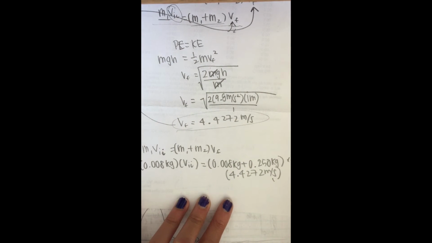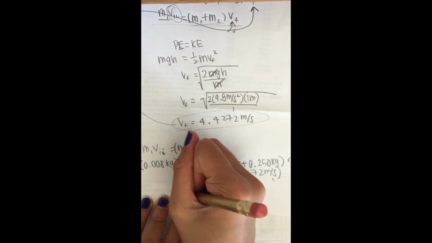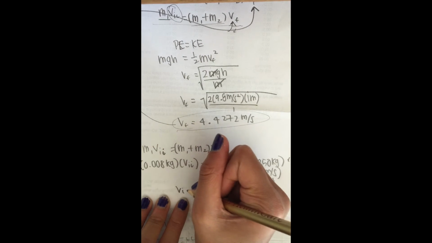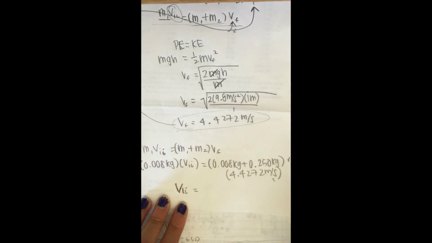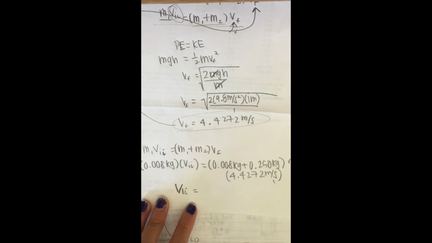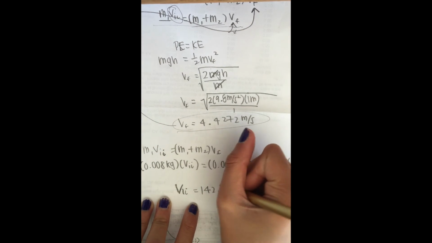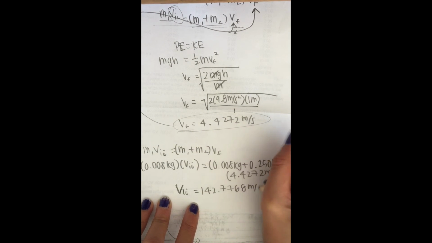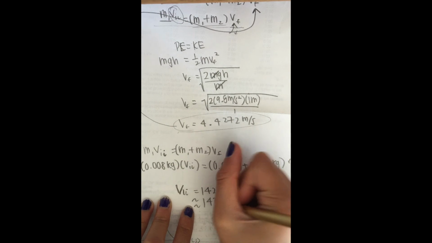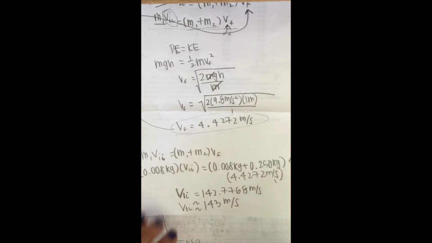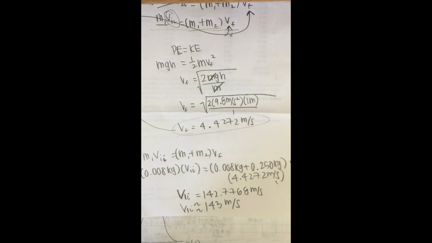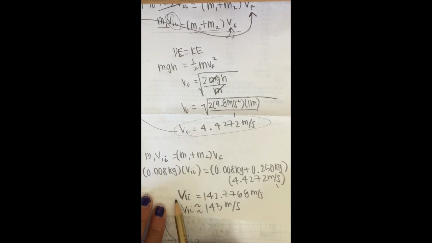So if you do all of this and isolate the equation, you find out that velocity 1 initial is equal to 142.7768 meters per second, which is about 143 meters per second. So that means velocity 1 initial, which is mass 1, which is the bullet's initial velocity, is 143 meters per second.